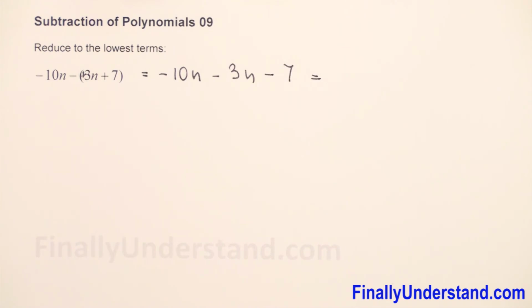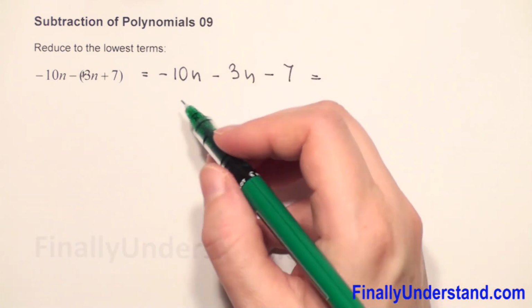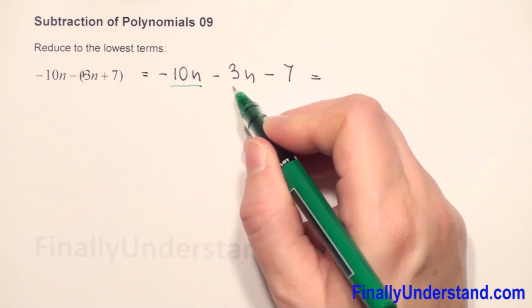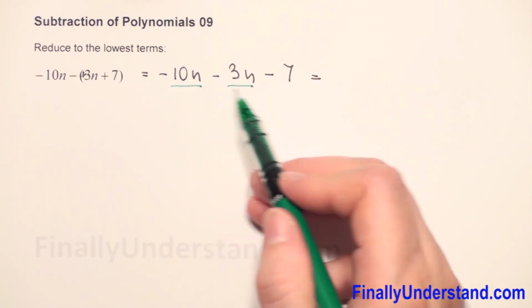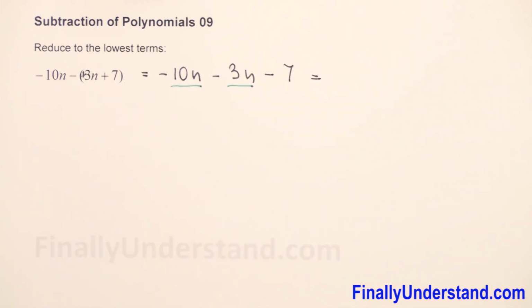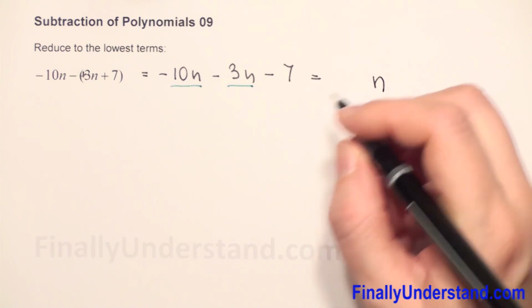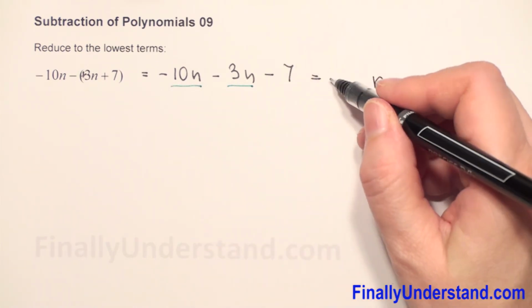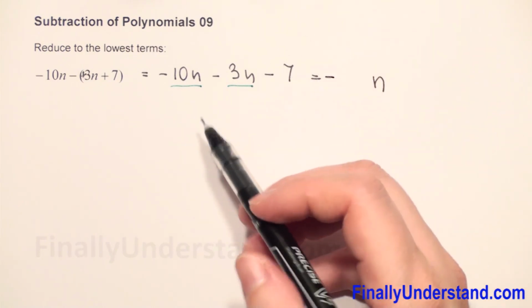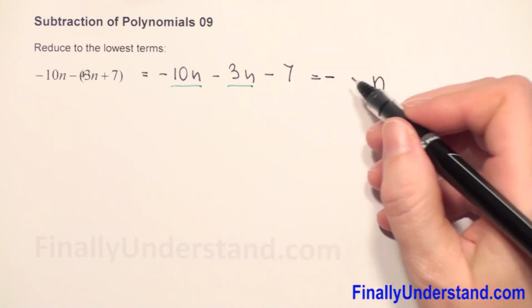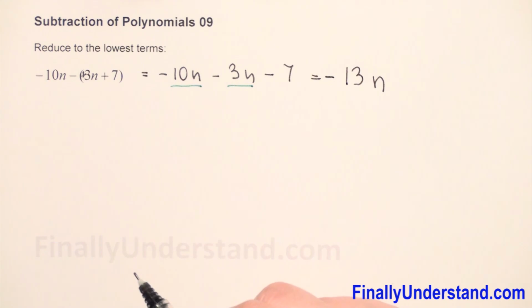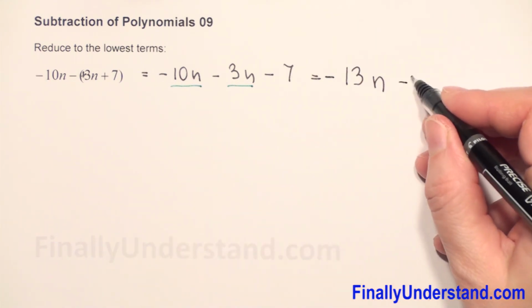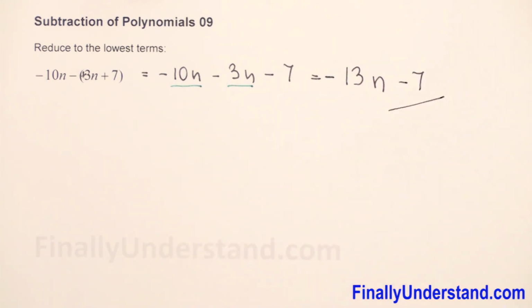So the same variable, we have negative 10n and negative 3n. n and n. So we have to copy n, and because both coefficients are negative, the sign will be negative, and we just add 10 plus 3 is 13. And we copy the constant negative 7. This is my solution.